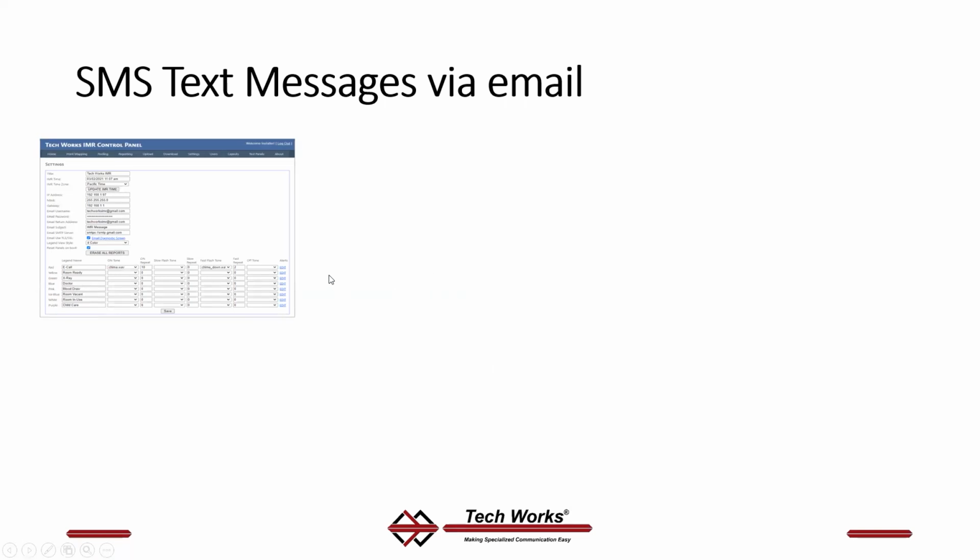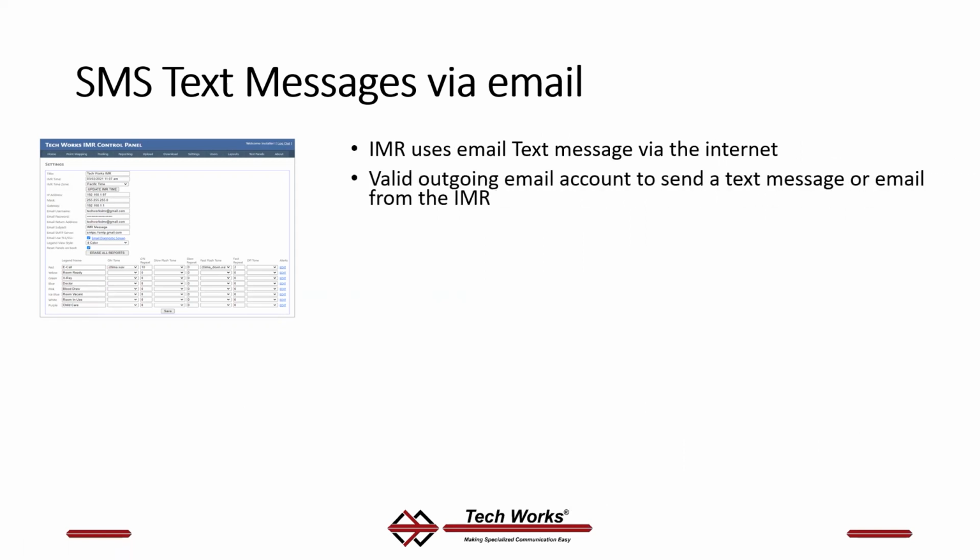SMS text messages, this is where you set this all up. So think in terms of setting your cell phone up for internet messaging, like getting email on your cell phone. Same concept. Your IMR uses email text messages via the internet to send text messages. You've got to have a valid outgoing email account, just like your cell phone. So you've got to set it up inside the IMR to tell it who to send these to, to transmit them over the World Wide Web.